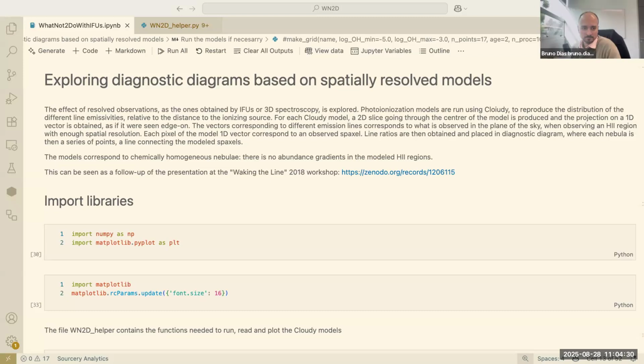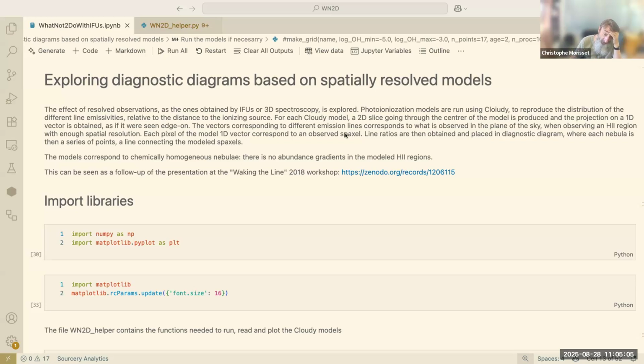Okay. So the main idea is to try to derive some general ideas on what can be done and what cannot be done with integral field units or 3D spectroscopy based on models, so that we can explore the methods we are applying to the observations and see if they are biased or if there is some problem.